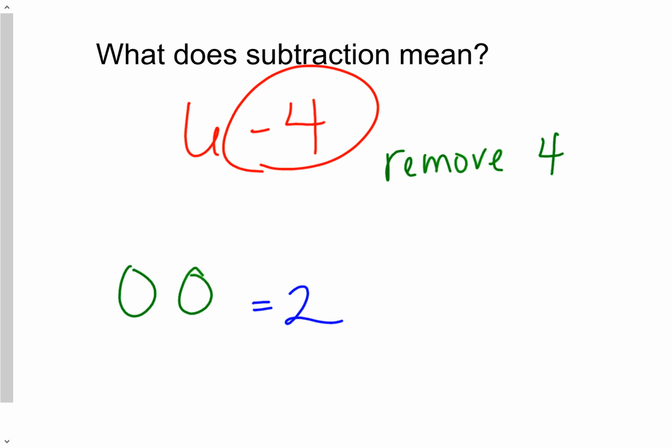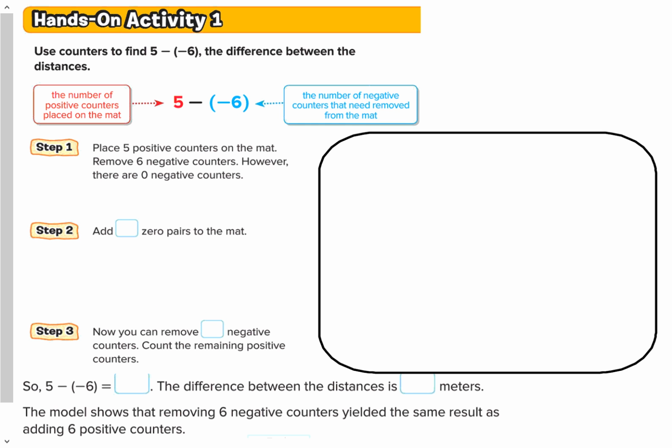When we're modeling with chipboard models, you have to understand that we have both positive counters and negative counters, and what you remove matters. So I'm going to dive into it. We're going to use counters to find 5 minus negative 6, the difference between the distances. In this problem, 5 is the number of positive counters placed on the mat, and subtract means to remove. So we have to remove 6 negative counters from the mat.